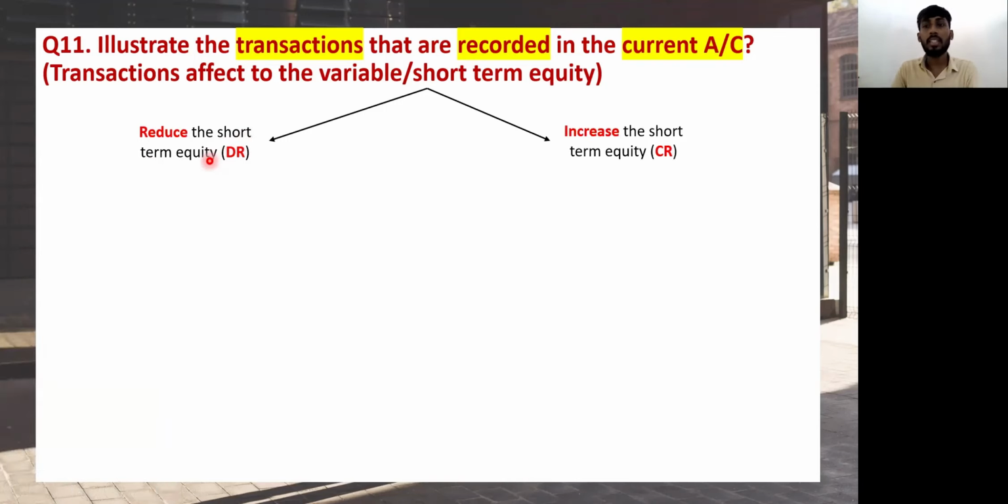Then some transactions are there to increase the short-term equity. If we are to increase the short-term equity, we need to credit. Why? The current account is an equity account. So when it comes to an increase in the short-term equity, that increase can be due to profit appropriations. I told you why: because the profits are owned by the partners.